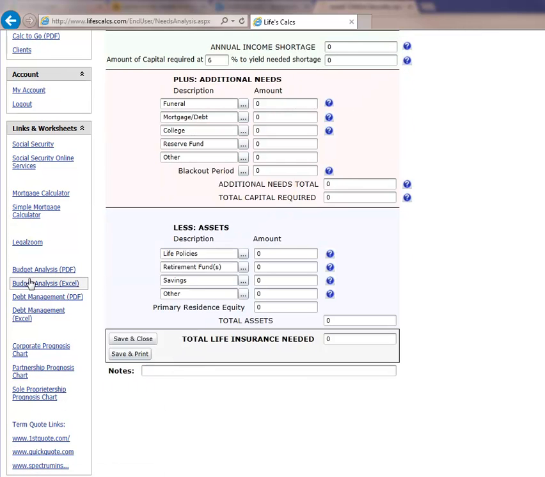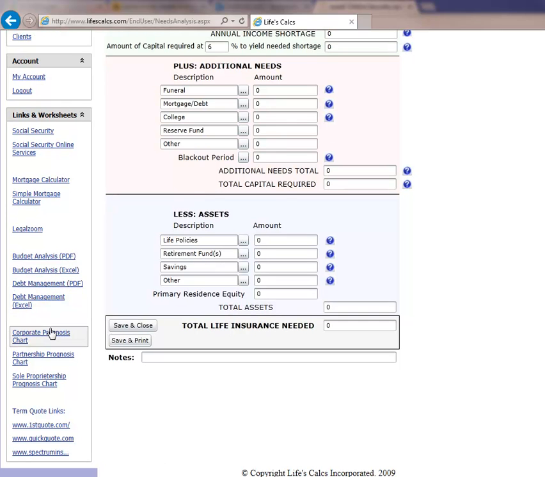I like to point people, if they don't have a will, to LegalZoom, because a will is a very important tool for them to use. There's also budget analysis, in PDF and in Excel. And there's also debt management in PDF and in Excel available to them. Corporate prognosis charts and partnership and sole proprietor charts are very good for you to take a look at and see if you can use those tools in your advisory role to the clientele.